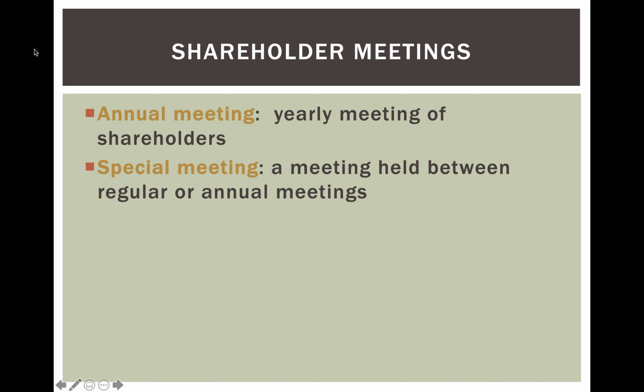Now, when a meeting is to be held, notice has to be given to all shareholders that are entitled to participate. And if you look on page 153 of your book, they give you an example of what a notice of annual meeting of shareholders would look like. And this is set forth by state statute.